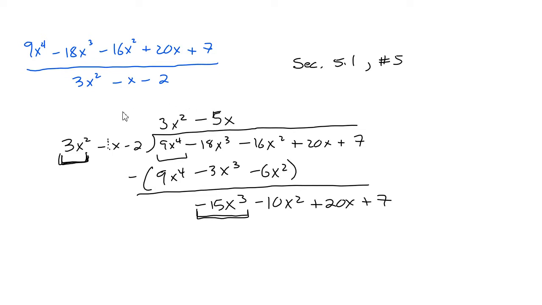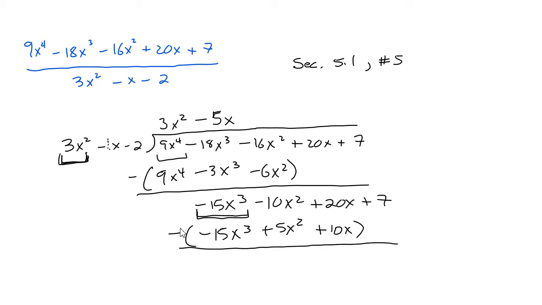But then when I multiply back down, I multiply all the terms. Negative 5x times 3x squared is negative 15x to the third. Negative 5x times negative 1x becomes positive 5x squared. And then negative 5x times negative 2 becomes plus 10x. And I'm going to subtract that because it's already been accounted for. Negative 15 of these guys plus 15 of these guys make 0. They're gone, 0 of them. Negative 10x squareds minus 5x squareds is negative 15 of those x squareds. And then 20x take away 10x is 10x. And then the 7 is still with us because there's nothing to affect the 7.